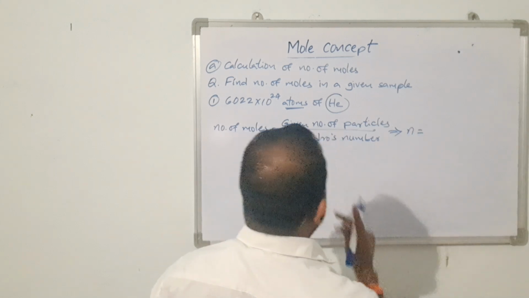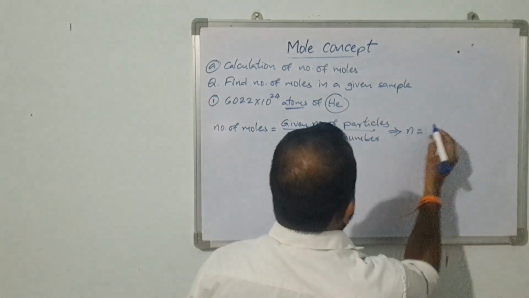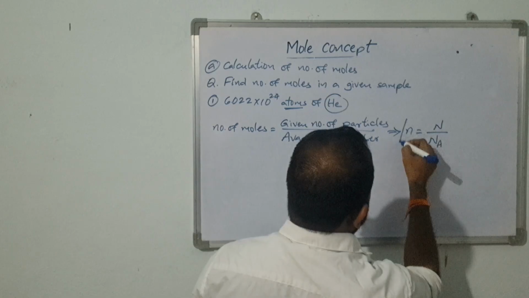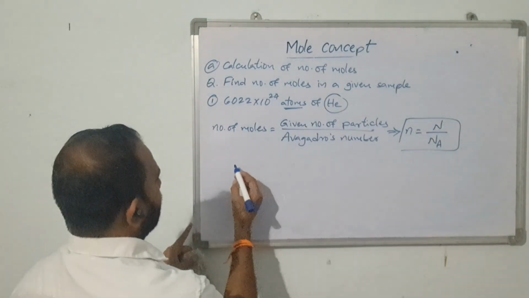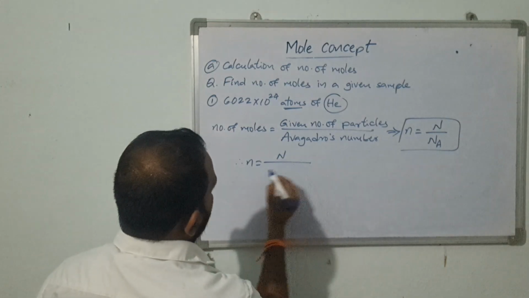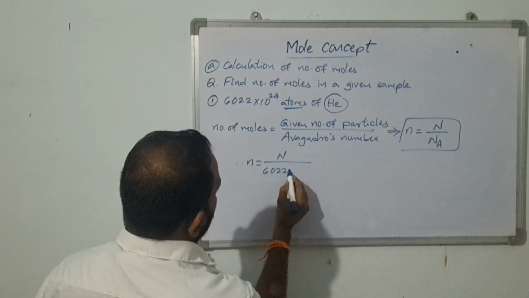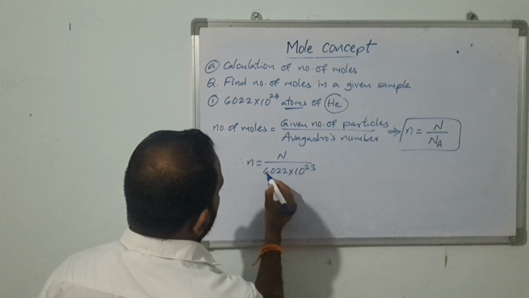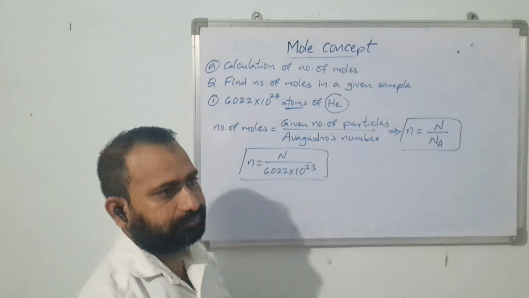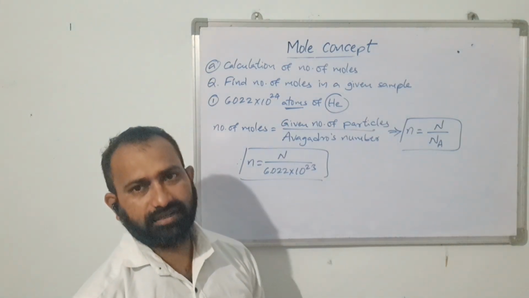Small n is equal to number of particles divided by Avogadro number, so n equal to N by Na. Finally, number of moles is equal to N by 6.022 into 10 power 23. So this is the formula to calculate number of moles when number of particles are given.